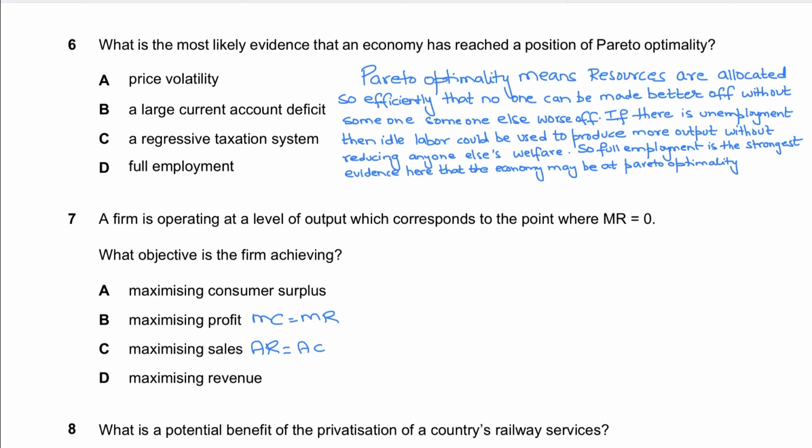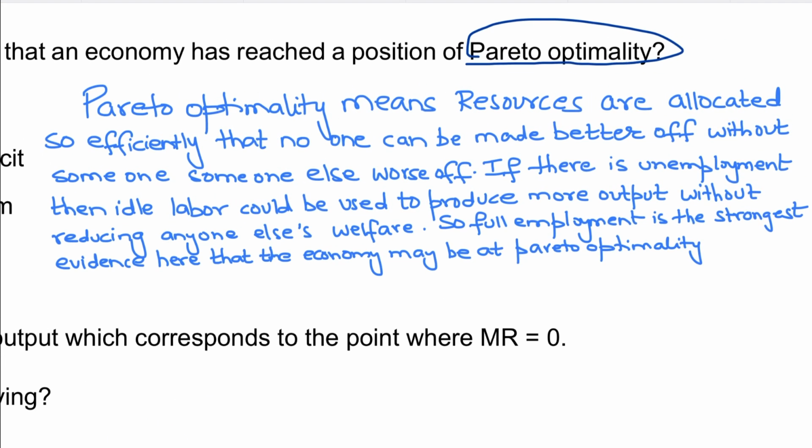of Pareto optimality? Now, we need to understand the concept of Pareto optimality as given by Vilfredo Pareto. Optimality means efficiency, right? So Pareto efficiency means that your resources are allocated so efficiently that no one can actually be made better off without someone else being made worse off. Which means that in order to make that guy better off, you have to make someone else worse off.